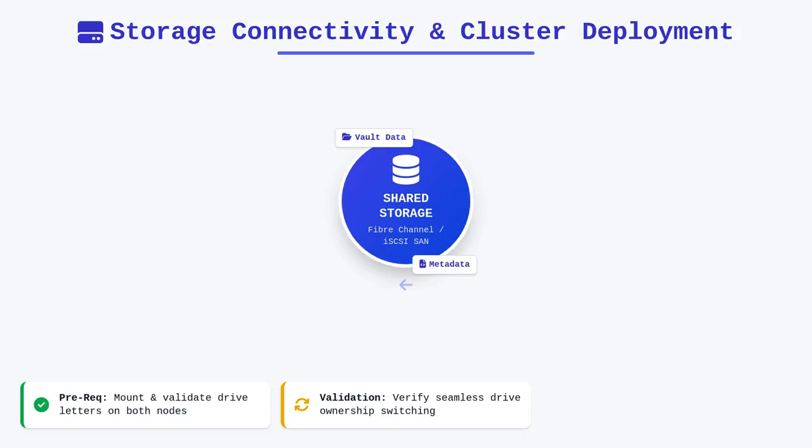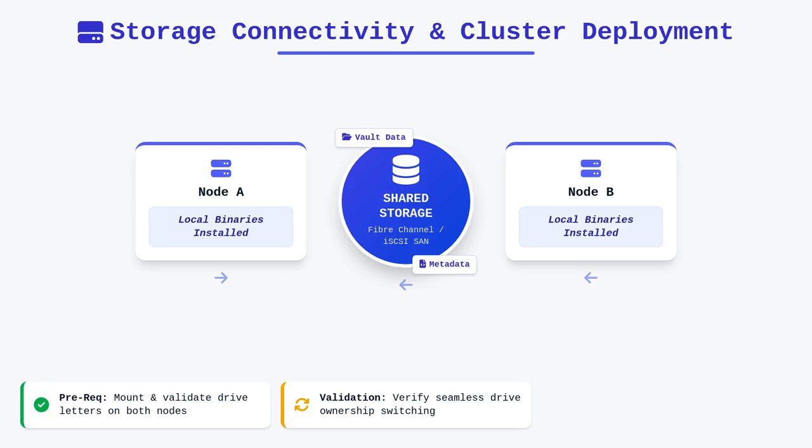The vault binaries themselves are installed locally on each node, but the configuration files and the data held within the safes are stored on the shared volumes. Consequently, the installation process requires you to initialize the vault in a way that points the service dependencies and resource logs to the shared disk resources created within the cluster manager.